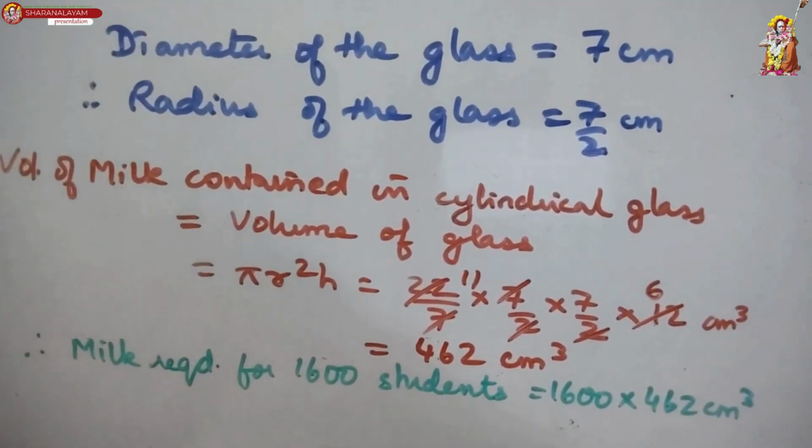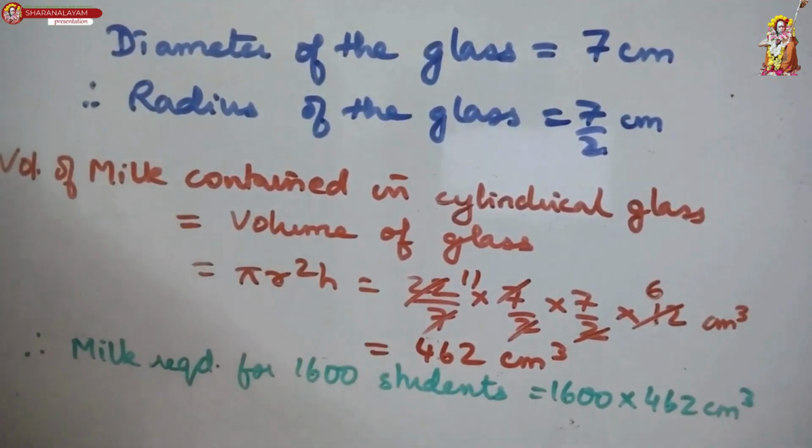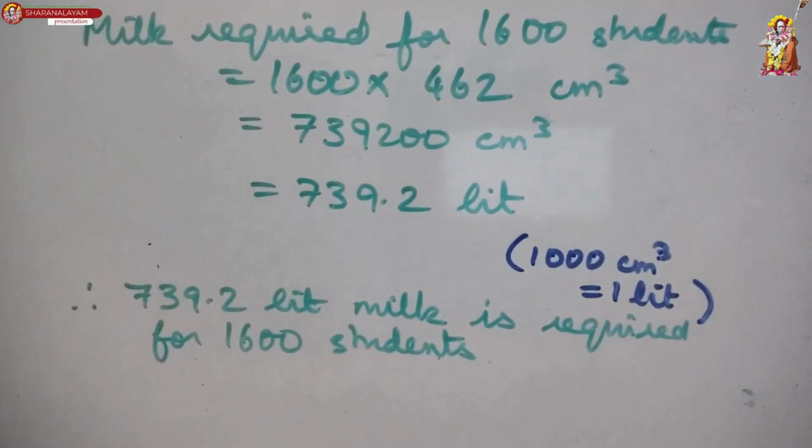So the amount of milk required for 1,600 students will be 1,600 multiplied by 462 centimeter cube. That comes to 7,39,200 centimeters cube. That is equal to 739.2 liters because 1000 centimeter cube equals 1 liter. So the answer is 739.2 liters of milk is needed to serve 1,600 students.